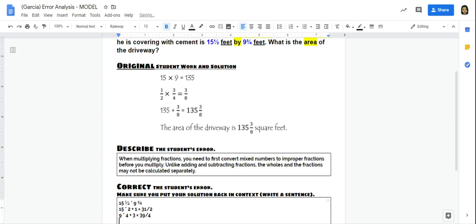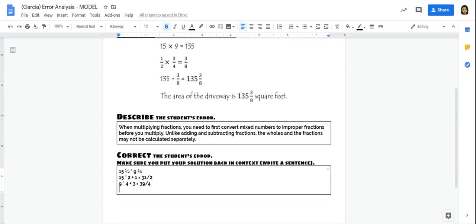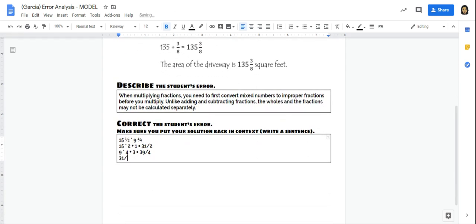Okay. Then from here, I now need to multiply these improper fractions, 31 over 2 times 39 over 4. Check for cross canceling. I cannot cross cancel here, so I simply have to multiply the tops, which is 31 times 39. I'm going to use my handy dandy calculator here, which gives me 1,209 over 2 times 4, which is 8.